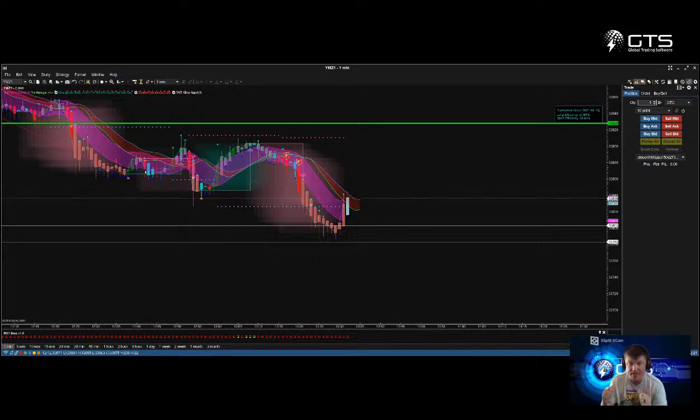Patience. That is really one of the most important things that you're going to need in order to be successful at doing this. You have to be patient and wait for the good entry. I still struggle with that.